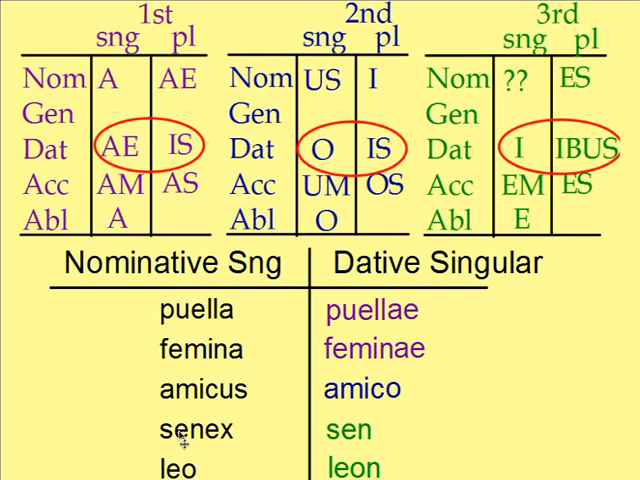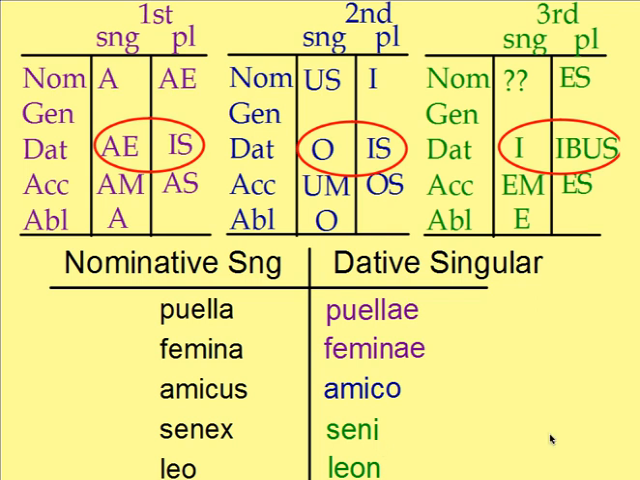Senex. That ending is a third declension ending. It doesn't fall into our other patterns. And my third declension dative ending is an I. So I will add to the end of sen, my stem, an I. Senex becomes seni.